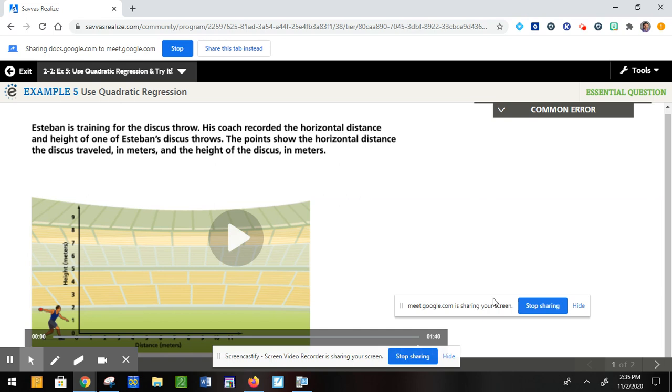What we should do is watch the video in the example first, and then I'll help you work out the extra question here. So pause my video, watch the video online, and then we'll come over and do the other question together.